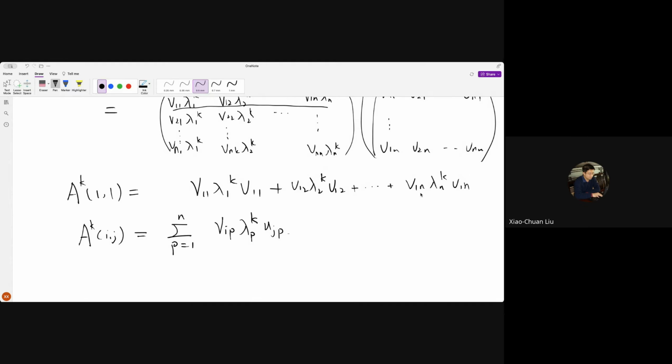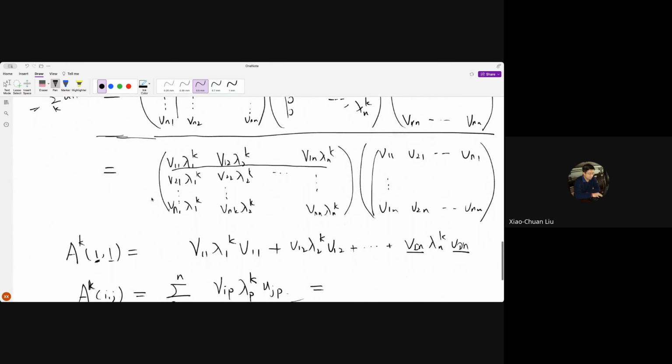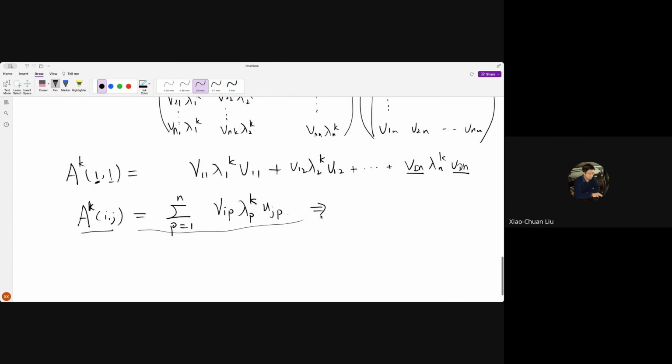Okay, so here it's not very clear. Right? This is v1n and this is v1n also, but this one actually corresponding to this, and this one corresponding to this. You can check this. So a to the power of k ij will be this sum, and this is what we want to prove. Don't forget what we want to prove. This is the sum we want to prove. It implies that each c_p will be v_ip times v_jp.